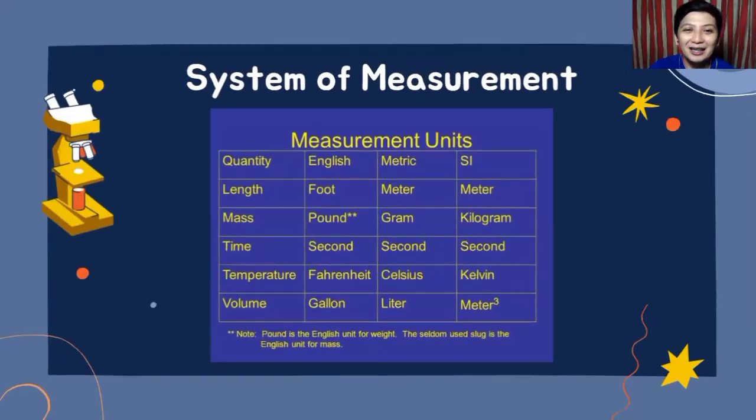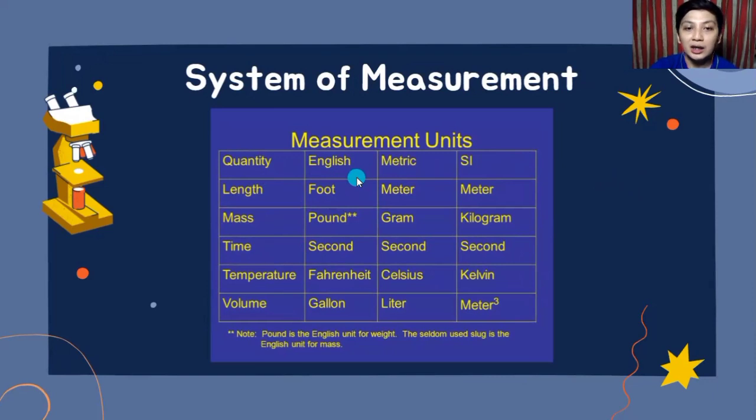And of course, there is what we call the system of measurement, which includes the international system of measurement. We have quantities, and quantities include length, mass, time, temperature, and volume. It can be expressed in three systems: the English system, the metric system, and the SI system. Here in the Philippines, we are usually familiar with the metric and the SI systems.